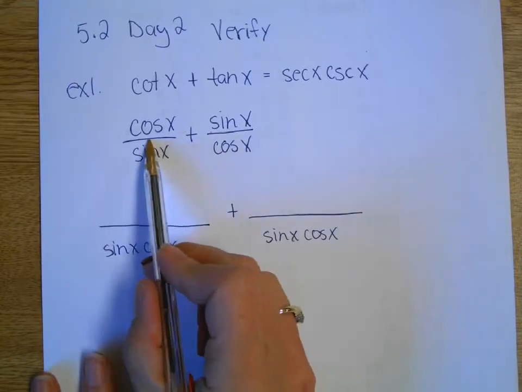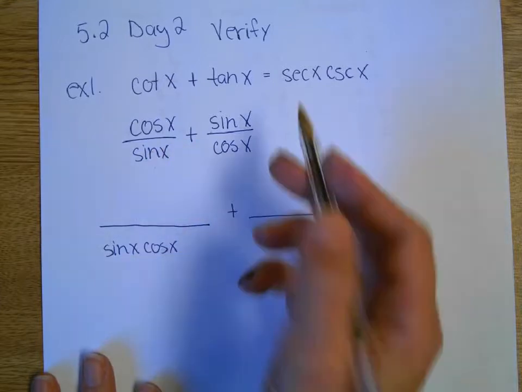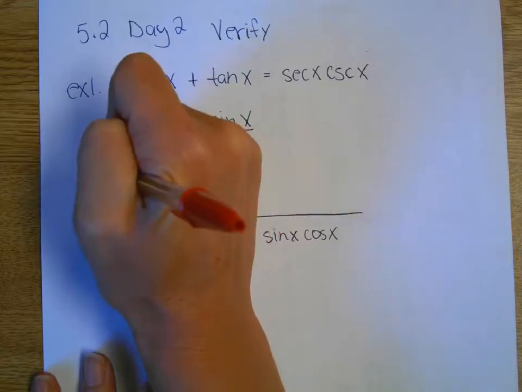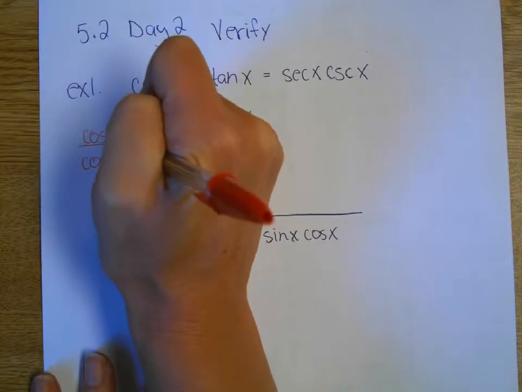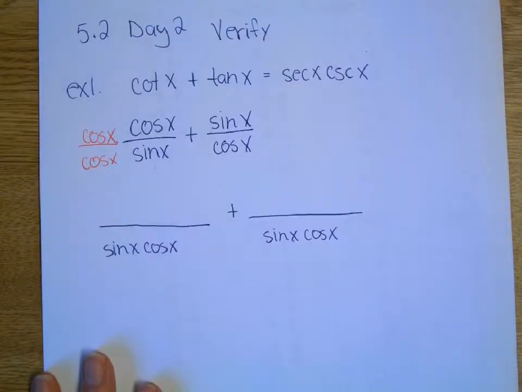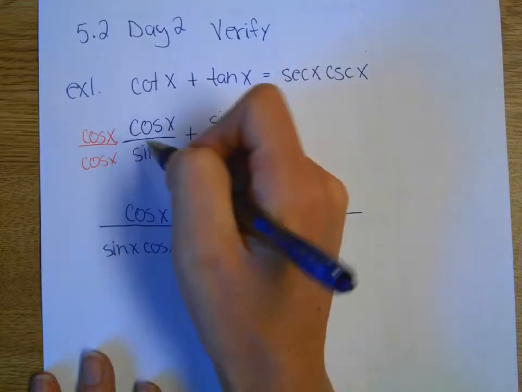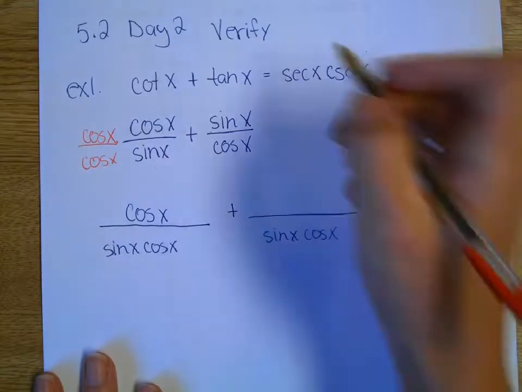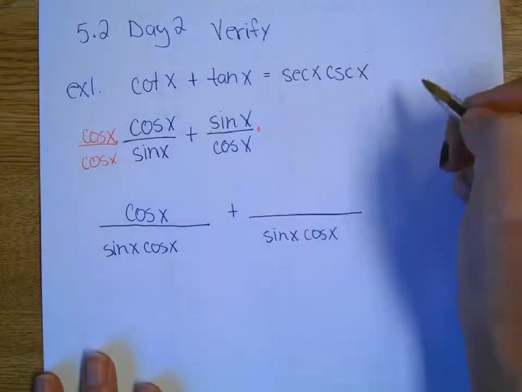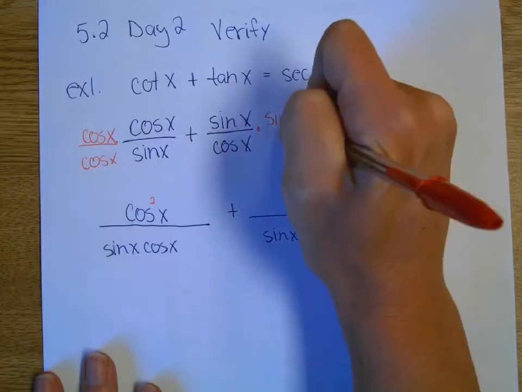Okay. So take a look. You started with sine as your denominator. What did I multiply by to get this new denominator? Cosine. So, if I multiply the bottom by cosine, you multiply the top by cosine. You get cosine squared. I think people don't want to show much work on these, but it helps. So, what do I have to multiply the second fraction by? Sine. I have to multiply by sine over sine.